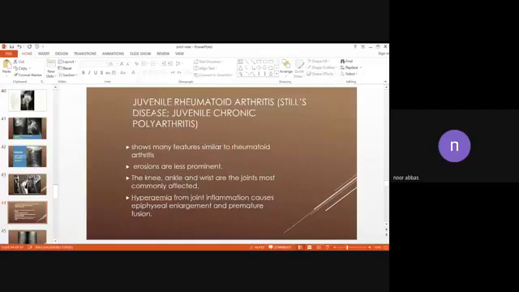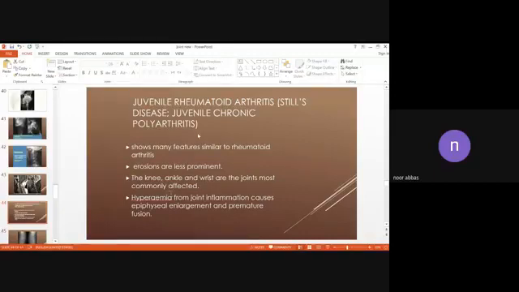Similar to rheumatoid arthritis is the condition juvenile rheumatoid arthritis, and its whole spectrum from Still's disease, juvenile chronic polyarthritis. It has multiple subtypes. You will take it in detail in rheumatology. It shows many features similar to rheumatoid arthritis, but erosions generally are less prominent. Knee, ankle, and wrist are the joints most commonly affected.